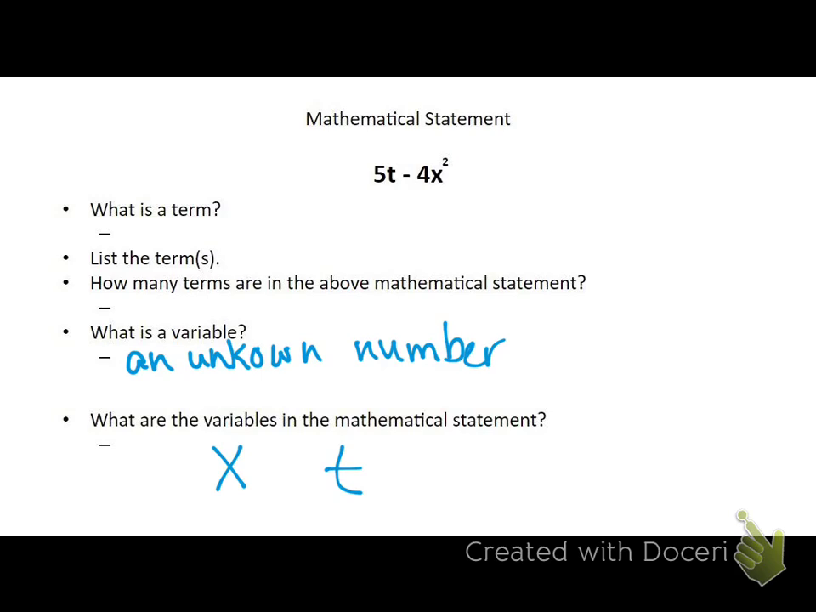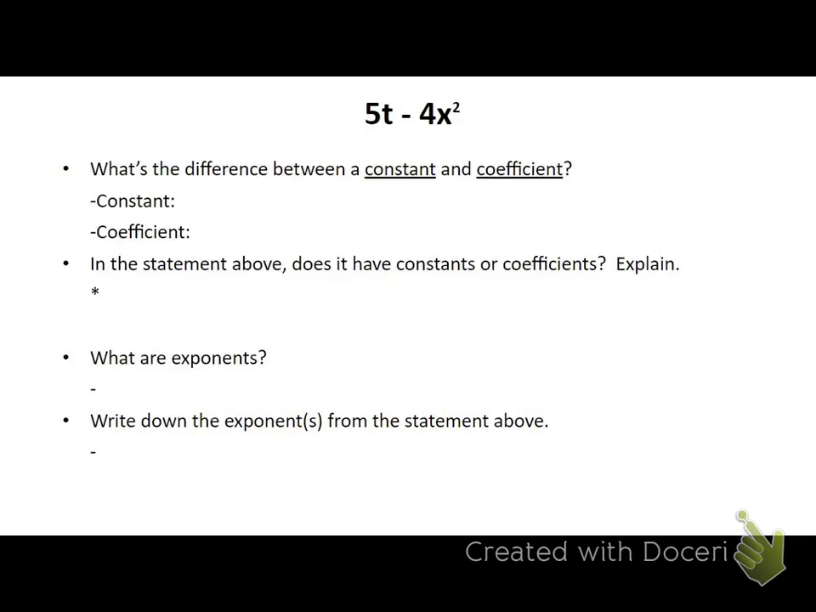What does that 2 represent? It's that little bitty number. What's that little bitty number called? An exponent. Okay. You just list the variables. And you guys said the variables t and x. We wouldn't include the 2 because the 2 is an exponent.